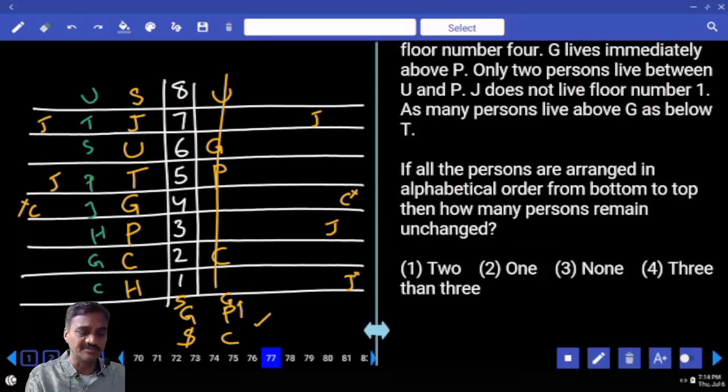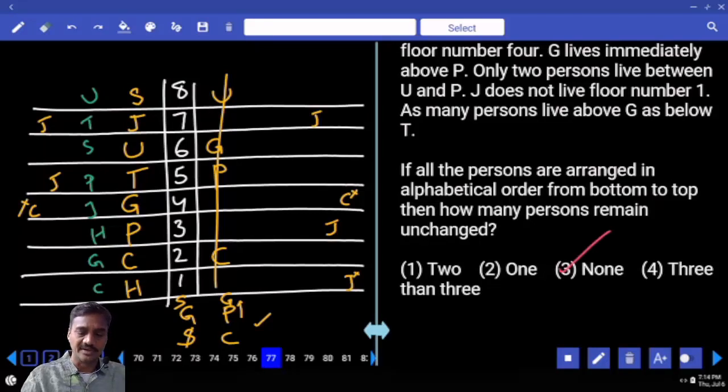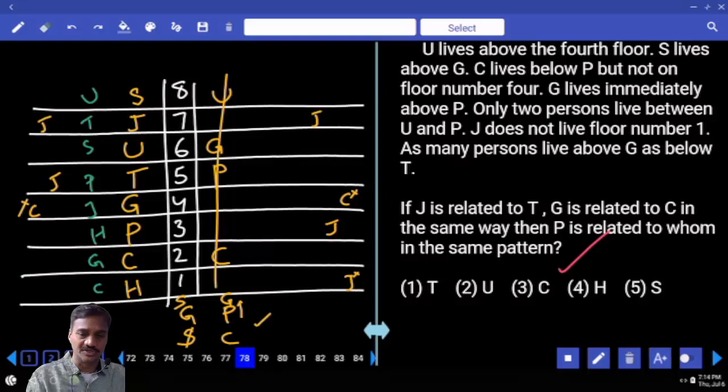How many persons remain unchanged? Is there any person who remains unchanged here? Did all the persons change their places or not? Then none of the persons remain at the same place, choice 5.